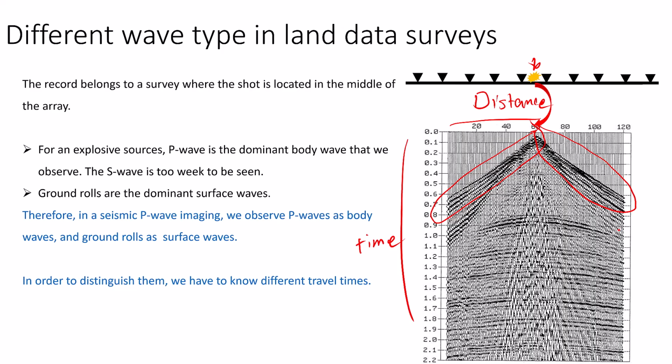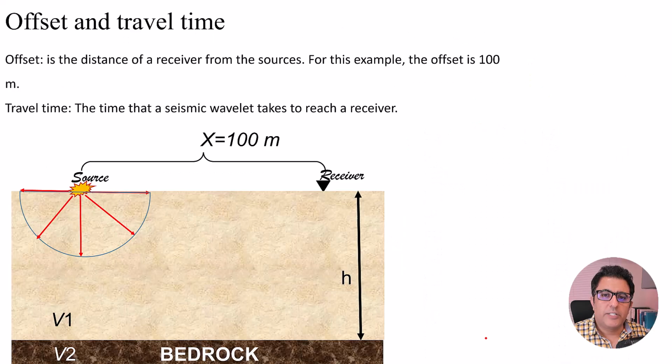Then you may notice some hyperbolic events. And also you may see, again, some linear events of a dispersive nature. So in this video, we're going to delve into each of these events to get a better idea about what they are and how to interpret them. In the beginning, I should clarify some important terminologies.